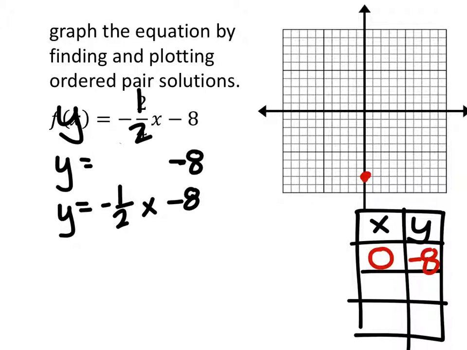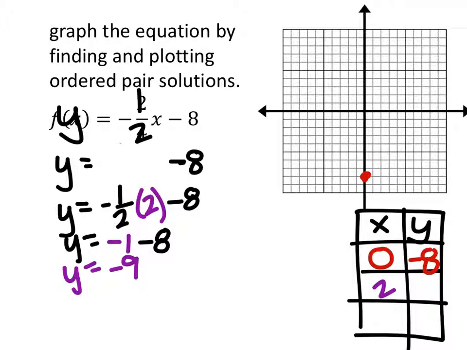So again, if we choose an even value for x, it's going to make this come out real pretty. So I'm going to choose 2. I'm replacing the x with 2. And negative 1/2 times 2 would be negative 1. And negative 1 minus 8 is negative 9. So that's my corresponding y value. Again, this is why we choose the x values in this case, because it gives us the y value directly. So I have this point at (2, -9), right there.